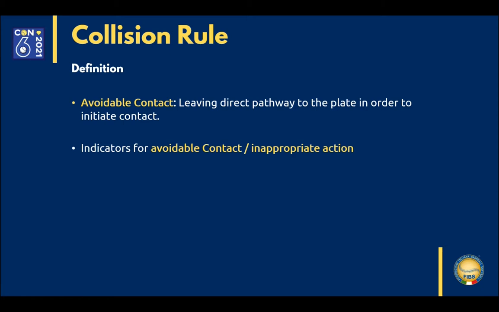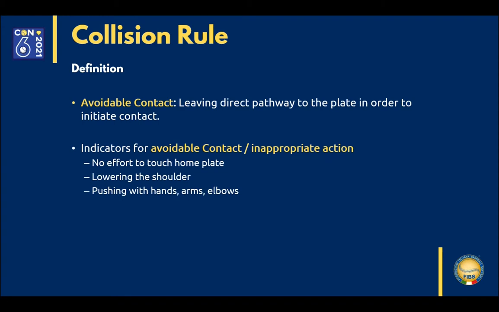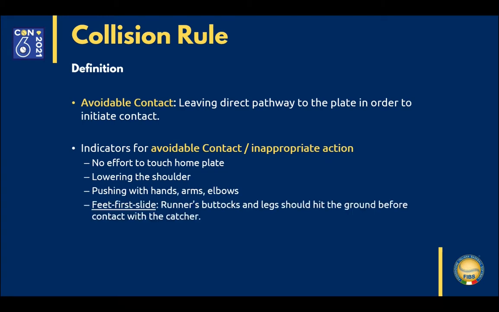Indicators for avoidable contact, or another keyword, inappropriate action, are: the runner is taking no effort to touch home plate. He's sliding far away from home plate. This will be an indicator. Lowering his shoulder, the runner pushing with his hands, arms, or elbows.